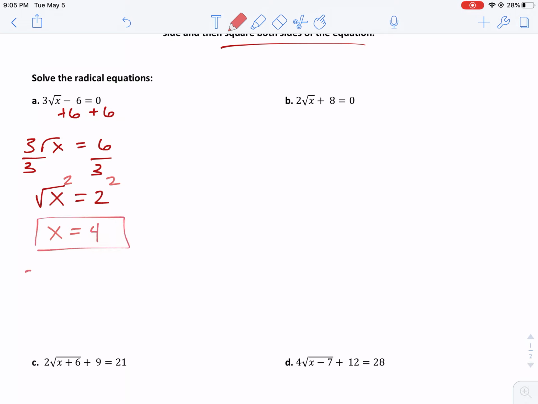And we can check if we do 3 root 4 minus 6. Well, that would be 3 times 2 minus 6. So 6 minus 6 does equal 0, which is what we wanted originally. So x equals 4 is good.